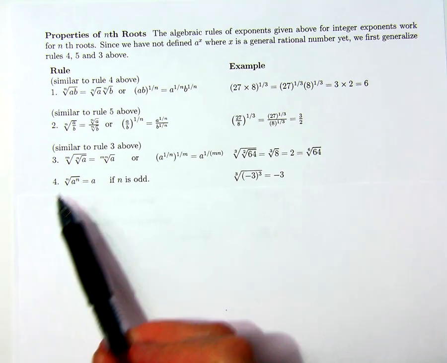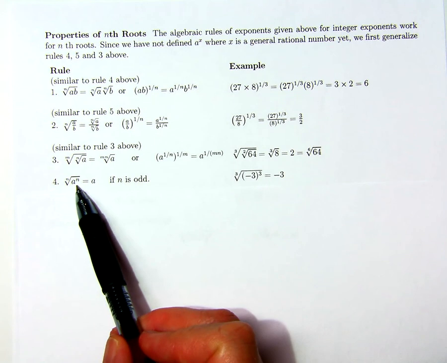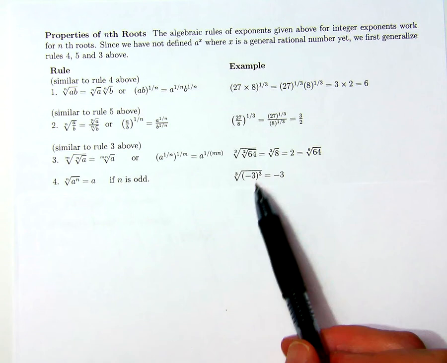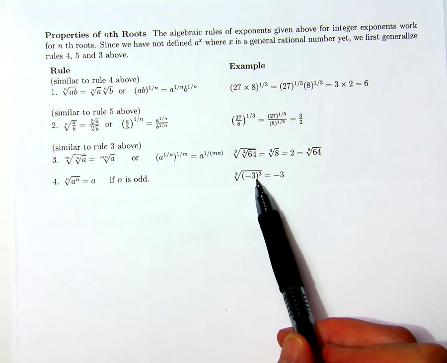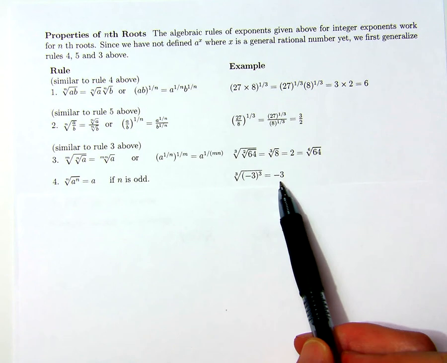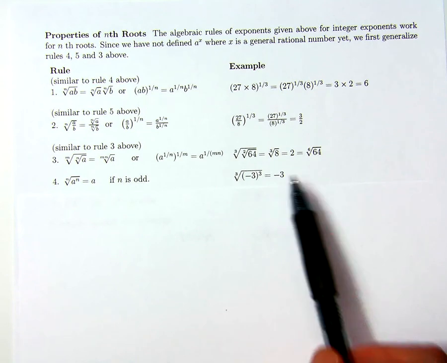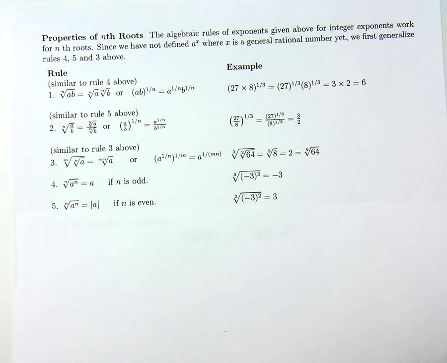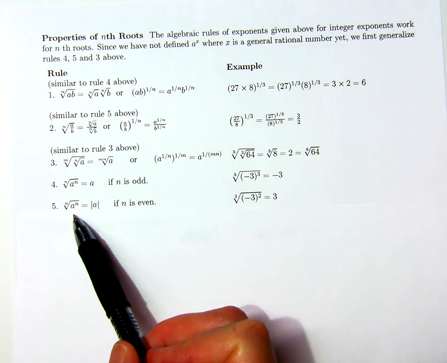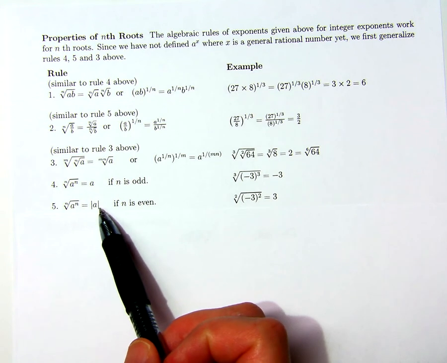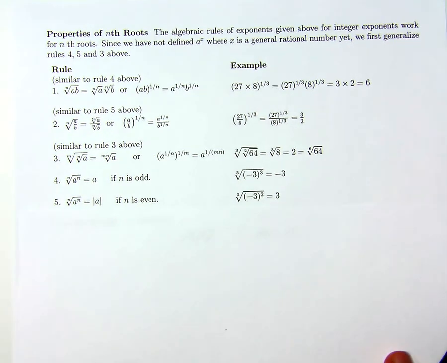Now, in general, the nth root of a to the n is a itself if n is odd. So, for example, (minus 3) to the 3, if I take the cube root of that, I get minus 3 again. However, if I take the nth root of a to the n when n is even, I get the absolute value of a. And you can see why this is true.